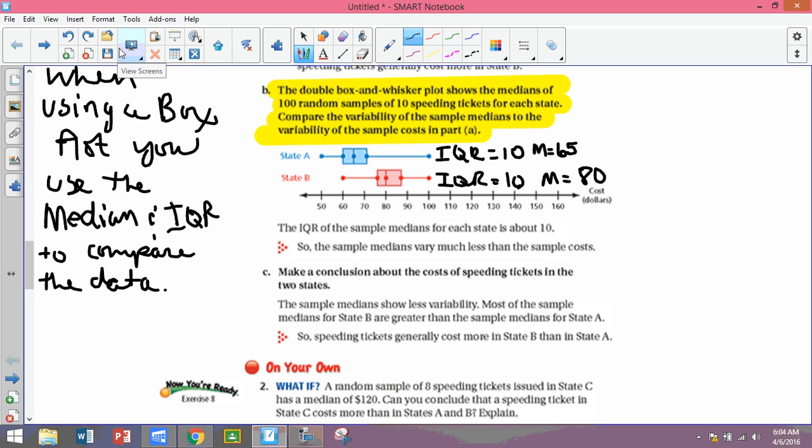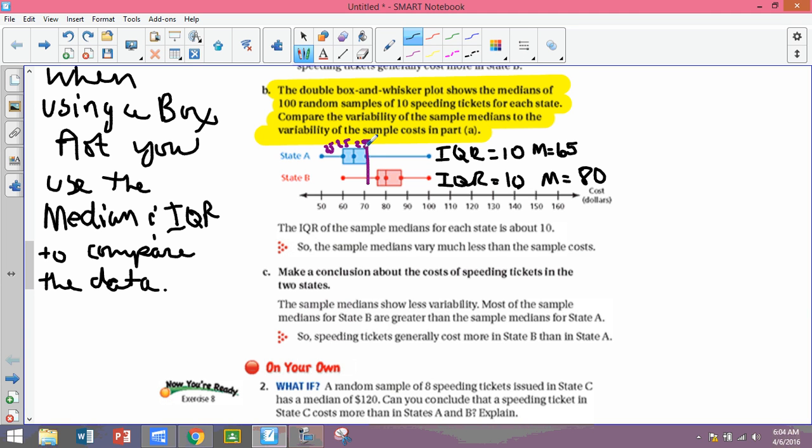Okay, so now you have to make a conclusion about that data. This is about the cost of speeding tickets in two states, state A and state B. This is a really interesting data set, which is why I chose to show it to you. Each one of these sections is 25%. From the whisker to Q1 is 25%, from Q1 to the median is 25%, and from the median to Q3 is 25% of your data.